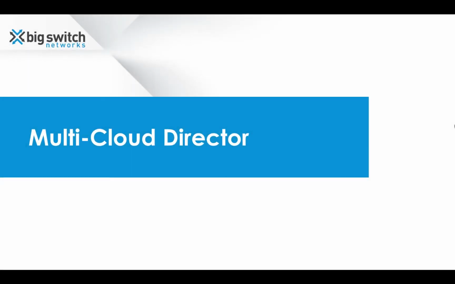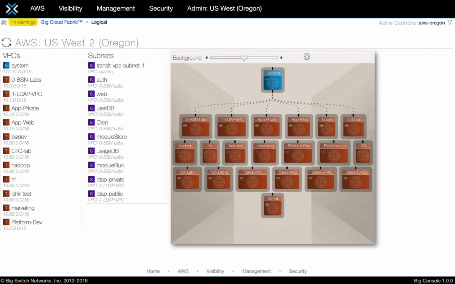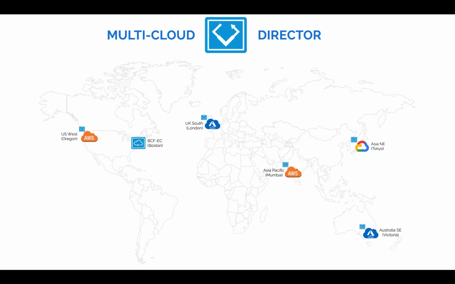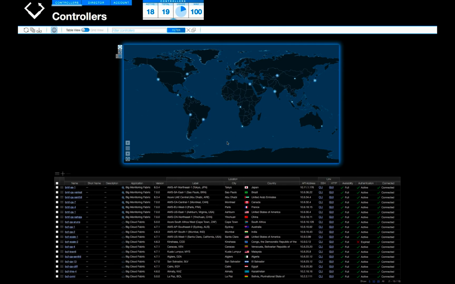So far, we've seen how BCF Public Cloud can manage resources in a single AWS region. However, our most advanced users typically have deployments in multiple regions across public and enterprise clouds. Multi-Cloud Director is capable of managing all Big Switch controllers, whether in public or enterprise clouds, and offers a single pane of glass for an enterprise's hybrid cloud deployment. Take a look at the Multi-Cloud Director product video for more information.